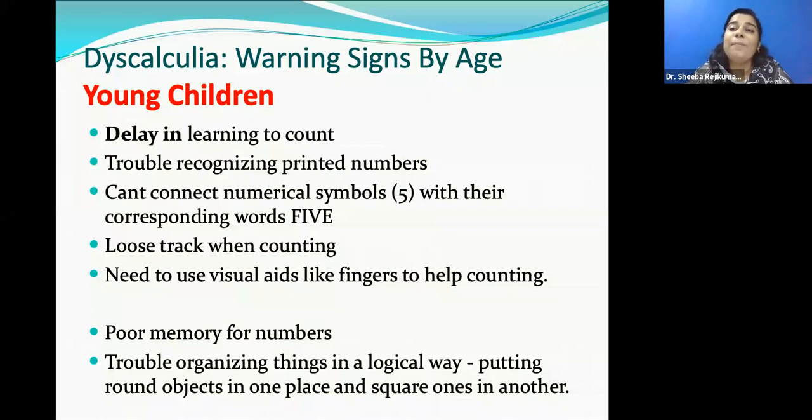And there is a poor memory for numbers too. There's trouble organizing things in a logical way, like putting round objects in one place and square ones in another. This you find in very young children. It is very visible at their very young age itself, but we never understand it. That's all.